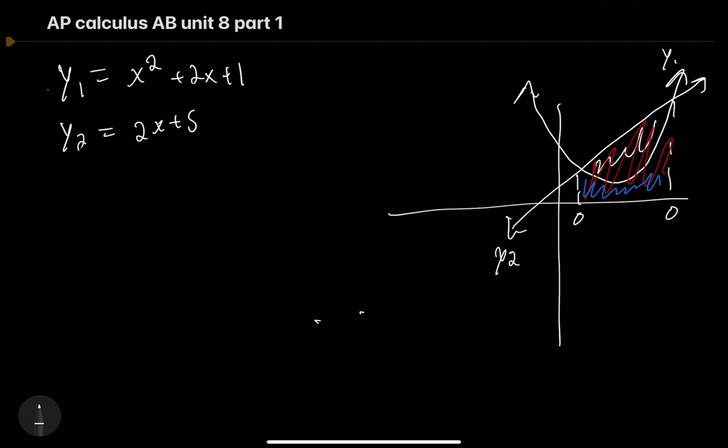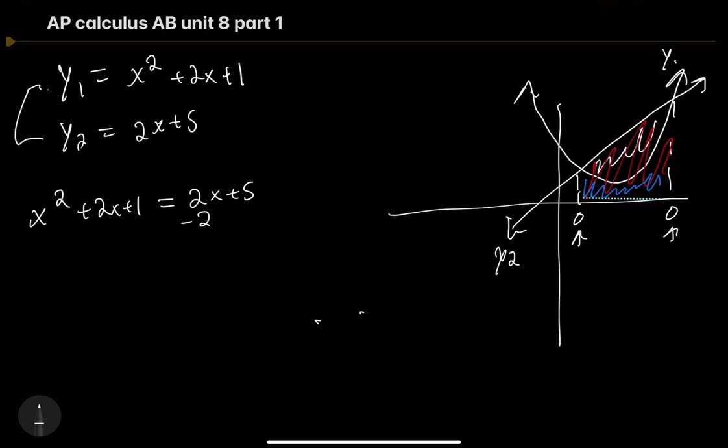So for this problem, what we first need to do is find these values. And to do that, we set y1 equal to y2. So we'll start with x squared plus 2x plus 1 and set it equal to y2, which is 2x plus 5. Now we're going to solve for it.